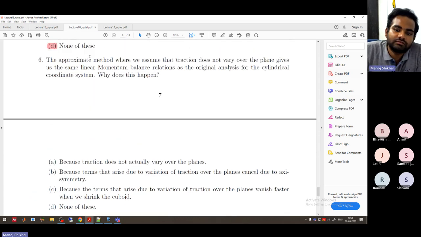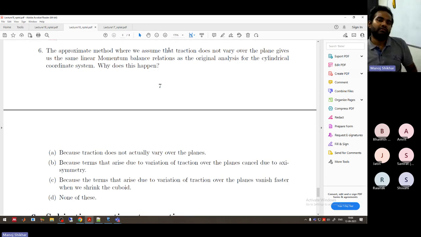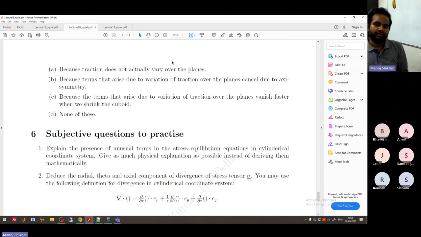Question number 6. The approximate method where we assume that traction does not vary over the plane gives us the same linear momentum balance relations as the original analysis of the cylindrical coordinate system. Why does this happen? Okay. So the options are: because traction does not actually vary over the planes. So this is not true. We are assuming that it is not varying. Because terms that arise due to variation of traction over the planes cancel due to axis symmetry.